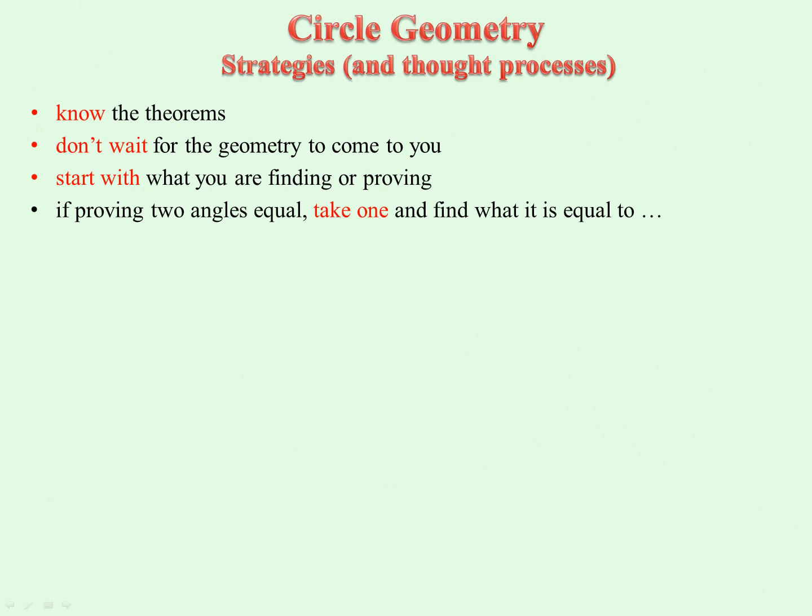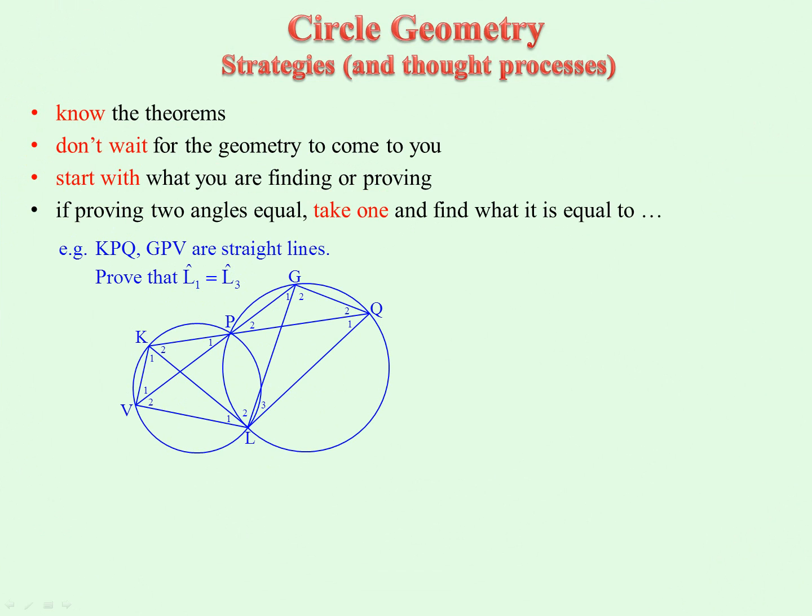Now, if proving two angles equal, take just one of them and say, well, what is it equal to? So we're no longer finding an angle, but we're proving two angles equal. So we take one. Here's an example. These are straight lines. Prove that L1 equals L3. So I'm going to start at L1. And I'm going to say, well, what is L1 equal to? Well, there's the bow tie.